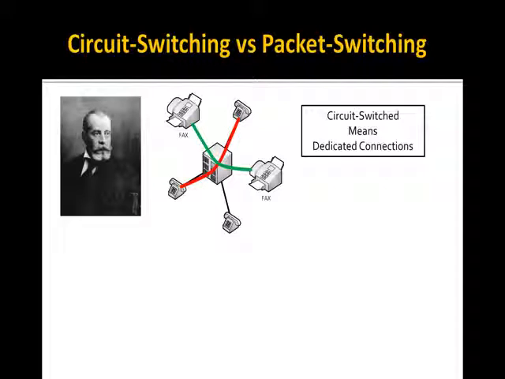Circuit switching means I build a physical path, or I build a path, I should say. In the terms I'm using today, it's a physical path. I build a path between you and me, and that path is in use for our call for the entire time we're on it. Nobody else can use it, can't share it, it's just us. When we're through, we tear that down, and then somebody else can use that path. That's circuit switching. There are advantages and disadvantages to it, but it is a dedicated connection.